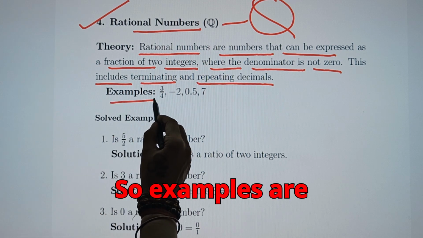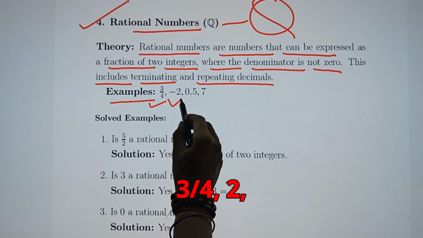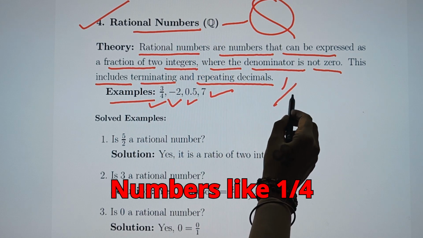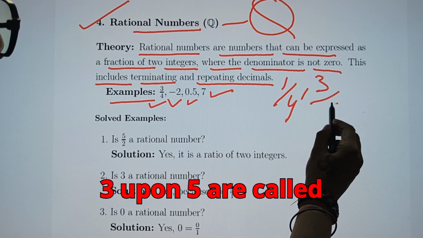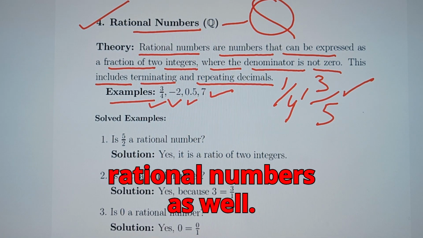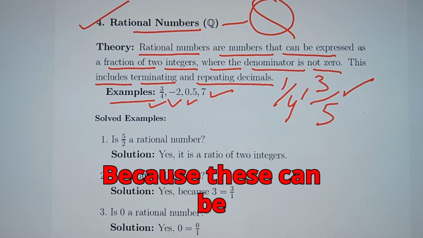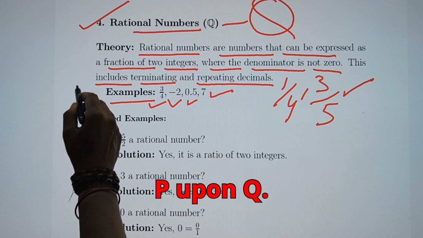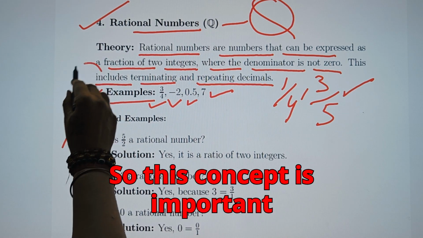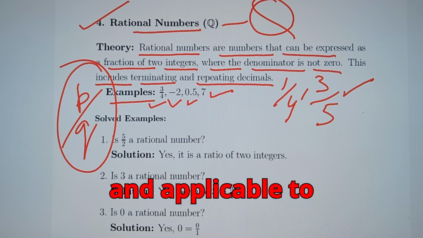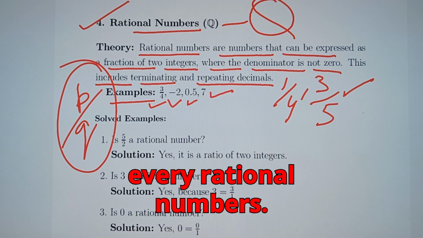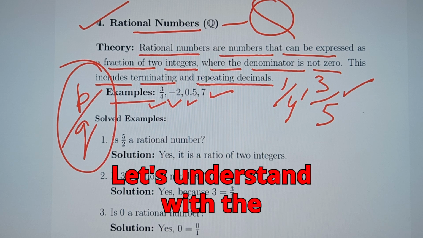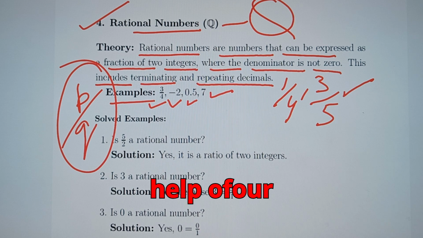So examples are 3 by 4, minus 2, 0.5 and 7. Numbers like 1 upon 4, 3 upon 5 are called rational numbers as well, because these can be represented in the form of P upon Q. So this concept is important and applicable to every rational number. Let's understand with the help of our example.